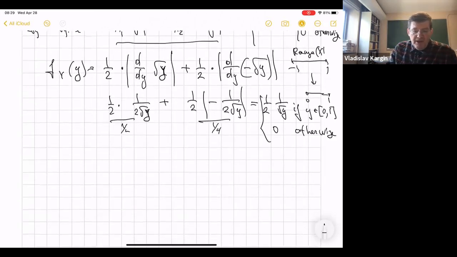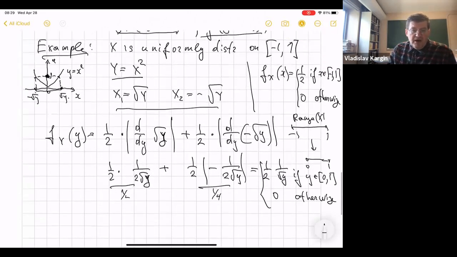Okay, so this is how this method works for a one-to-one function. It's extremely simple, so extremely useful in this case. The most simple and useful method for a function of one random variable is the PDF transformation method. Now, what happens if we have a function of several random variables?